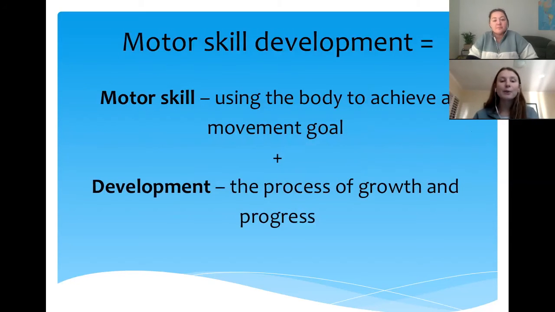Alrighty, so firstly, we did want to look at motor skill development. What do we mean by motor skill development? We actually then need to further break down into 2 parts, the motor skill and the development. So when we discuss motor skill, we are talking about using our body to achieve a movement goal and remembering that these motor skills can be fine, gross, open, closed, discrete, and continuous, things that we've covered in a previous video. When we are discussing development, we are talking about the process of growth and progress. So bringing these terms together, simply put, motor skill development means the progression and improvement of motor skills.